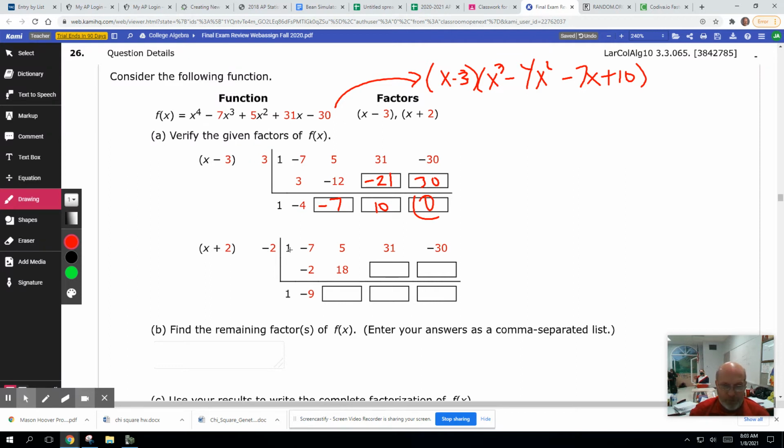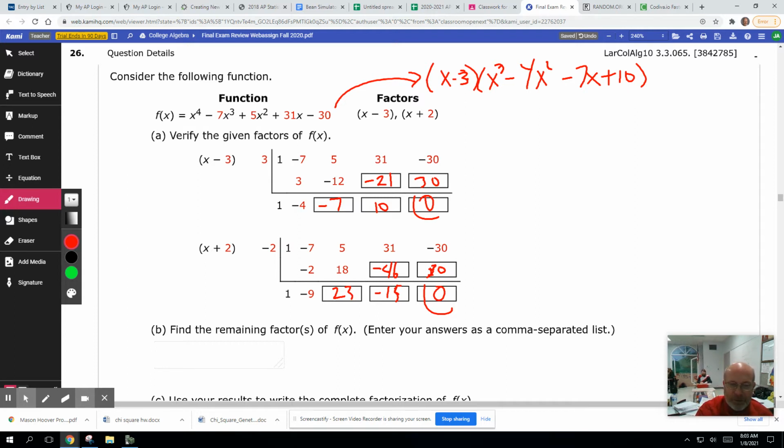We start the synthetic division, drop the 1 down, multiply by -2, put it here, add that column, get -9, times -2 makes 18, add this column to get 23, multiply that times -2 to get -46, add that column to get -15, multiply that times -2 to get +30, add that column, our remainder is 0. So x minus 3 and x plus 2 are factors. That's how you verify the factors.